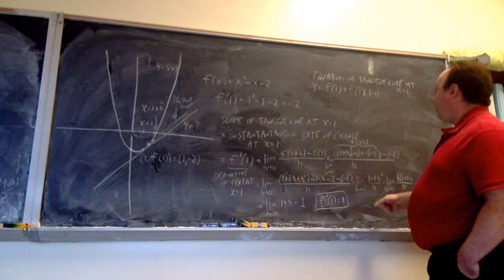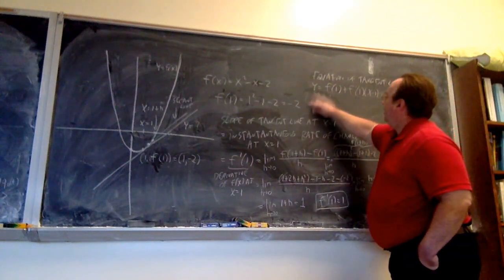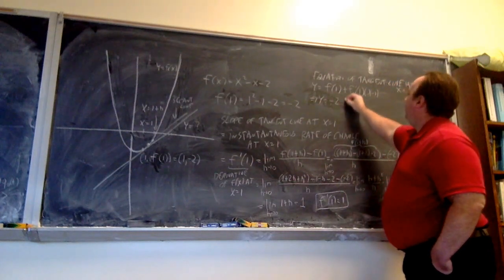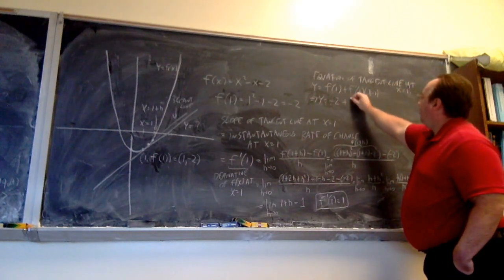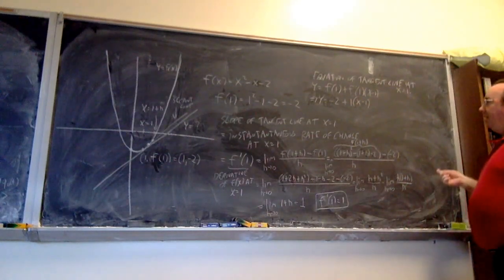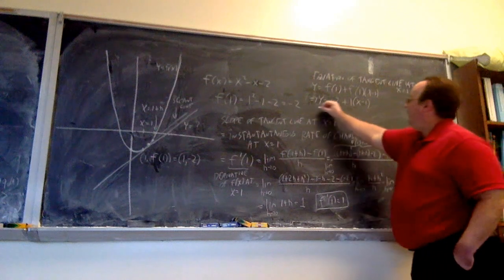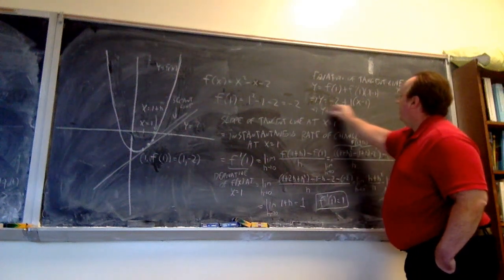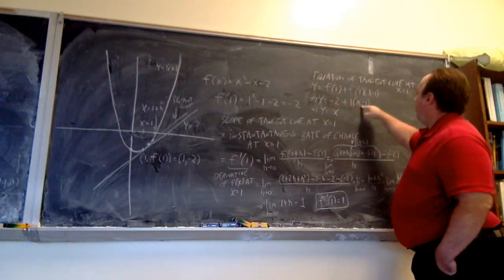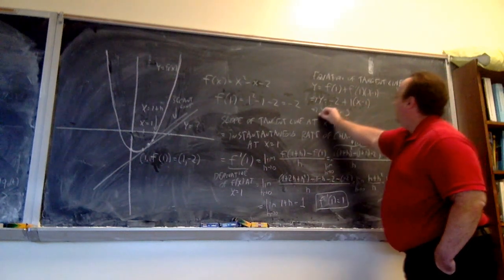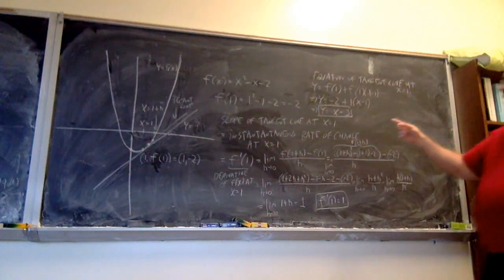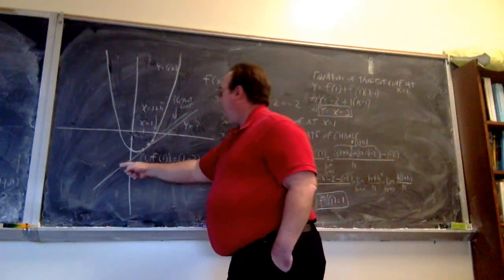So now I can fill in all my information. f of 1 is equal to minus 2, and then f prime of 1 is equal to 1, times x minus 1. So then now I can simplify all of this. So I have y is equal to x minus 2 minus 1, so x minus 3. So this is the equation of my tangent line that is drawn here.